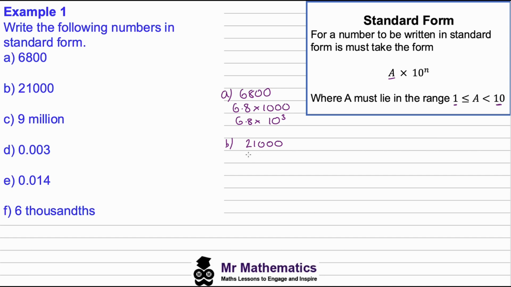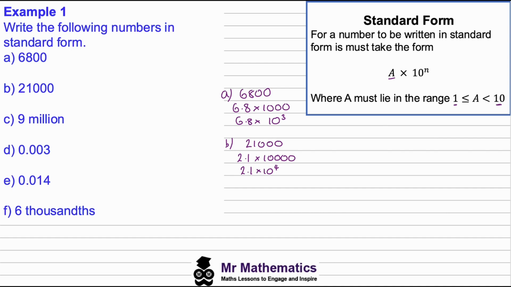what do you think this might be if we broke it up as a power of 10? So we'll have the 2.1 times 10,000, and this 10,000 is the same as times 10 to the power of 4.